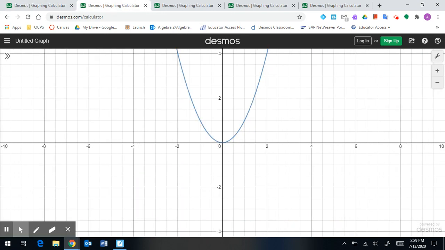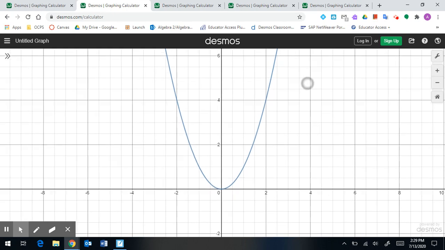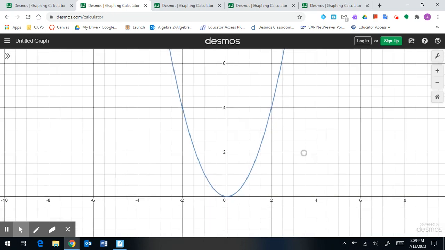which is the quadratic function y equals x squared. So this is my parent function. There are no transformations done to it, just y equals x squared. Now, this one is a little harder to see. Okay, so I'm going to move it a little bit.